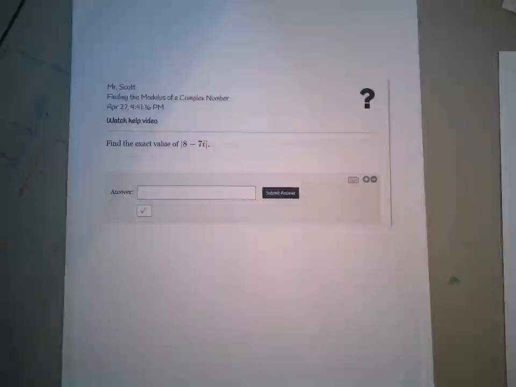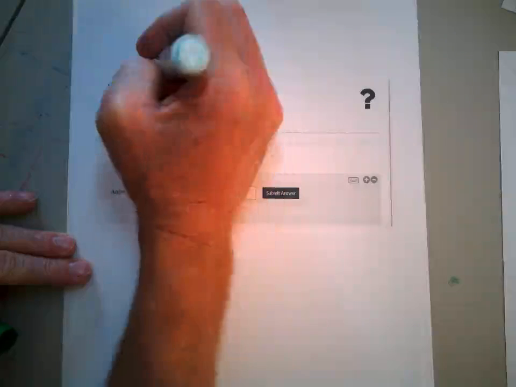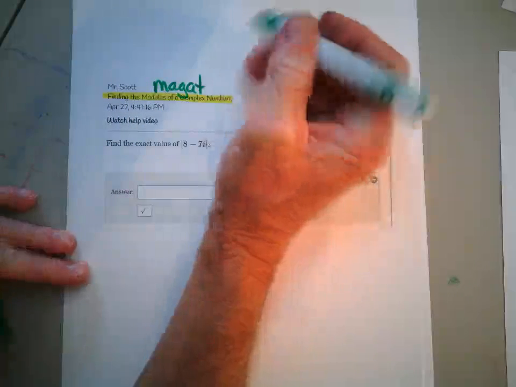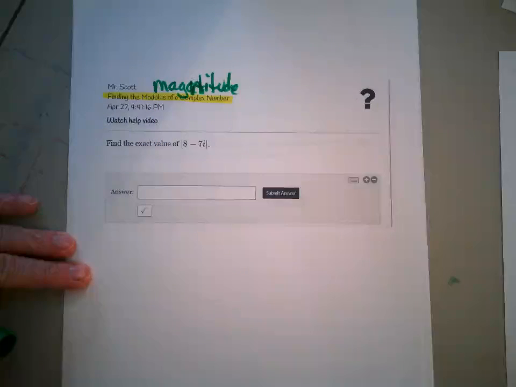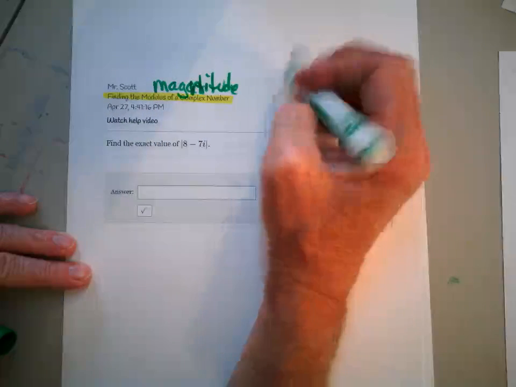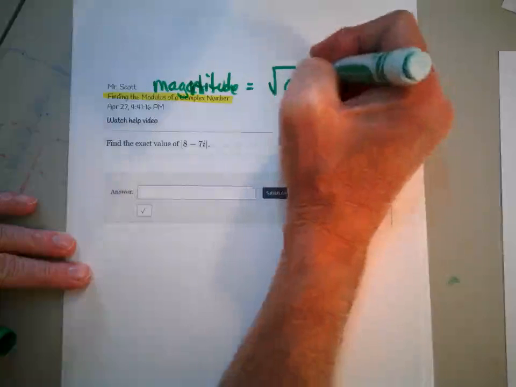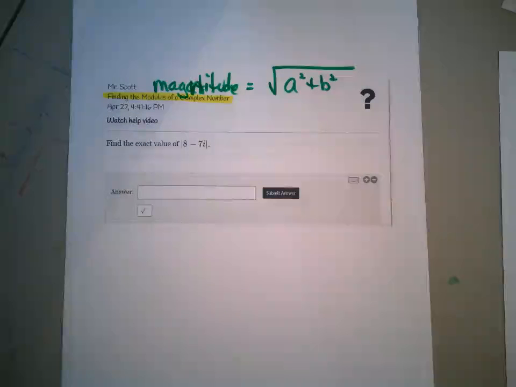So now we get into what's called finding the modulus, which will be the second section. What they're really asking for is the exact value. So what they're doing is asking us to find the magnitude of that complex number. If you remember, when we did magnitude of vectors, it was the square root of a squared plus b squared, otherwise known as the Pythagorean theorem.